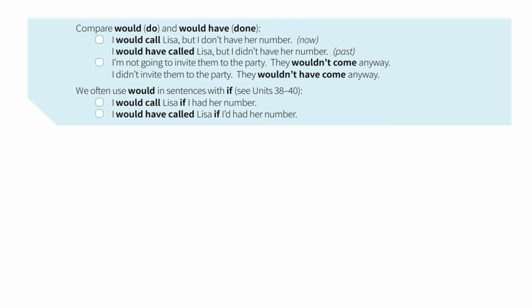Compare would do and would have done. I would call Lisa, but I don't have her number. Talking about now. I would have called Lisa, but I didn't have her number. You're talking about the past. So you didn't call, and now you cannot call her because you don't have her number. You didn't call her because you didn't have the number.